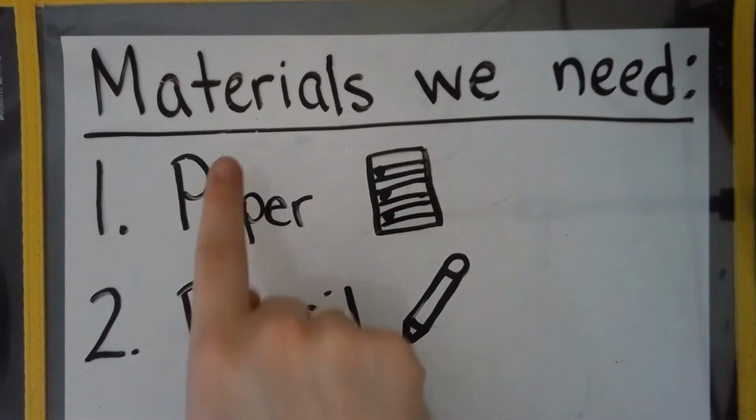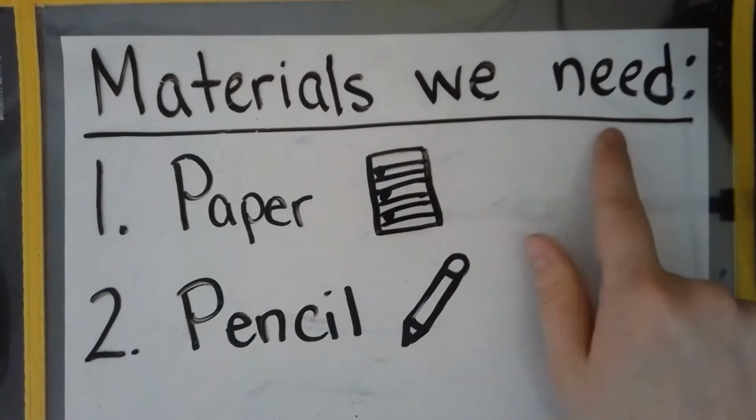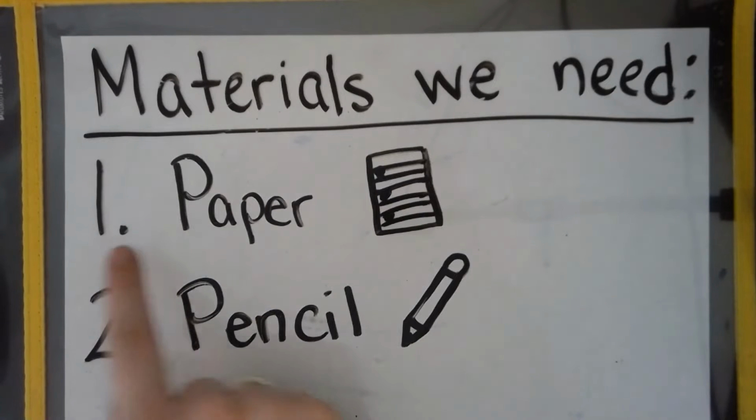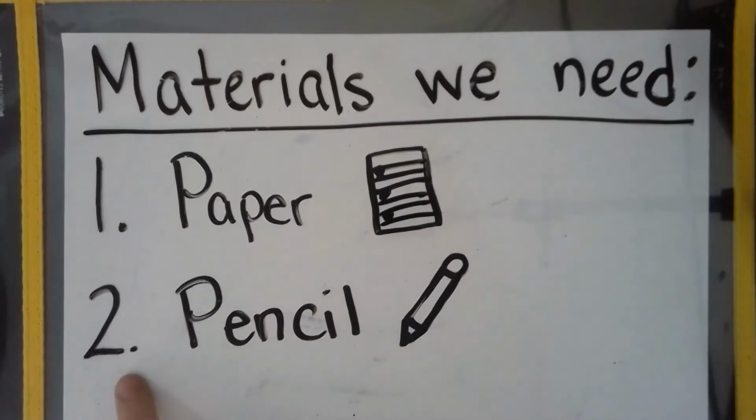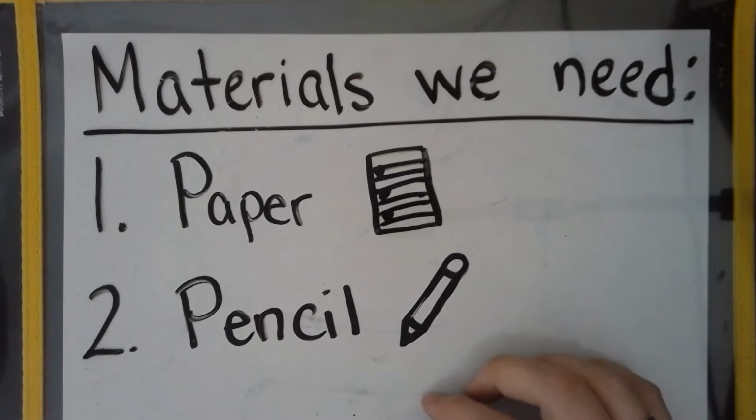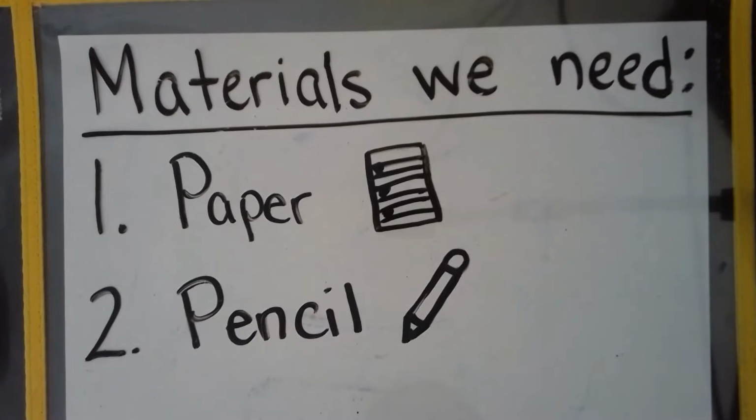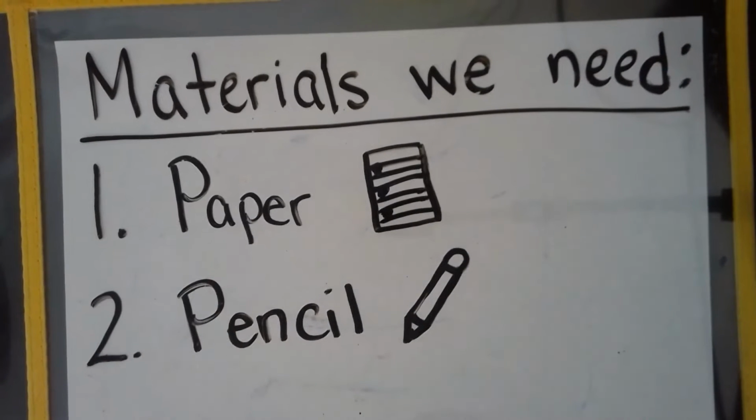Before we get started, the materials we need today are number 1, paper, and number 2, a pencil. If you don't have those materials now, go ahead, pause this video and grab them because you're going to need them to do the activities that we're about to do. You can also use the whiteboard if you don't want to use your paper.